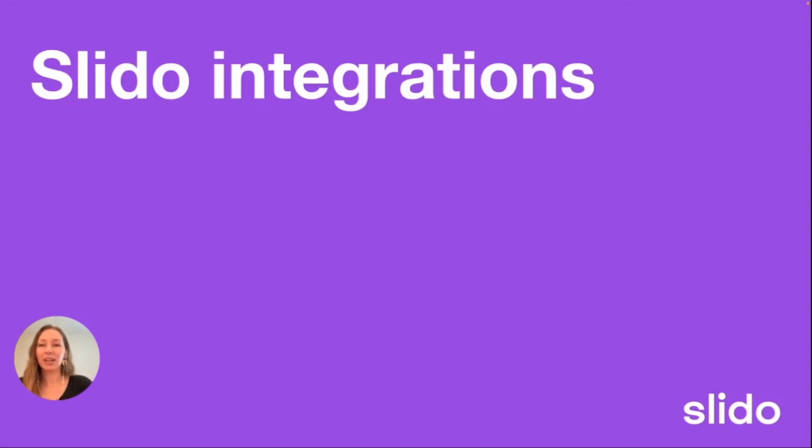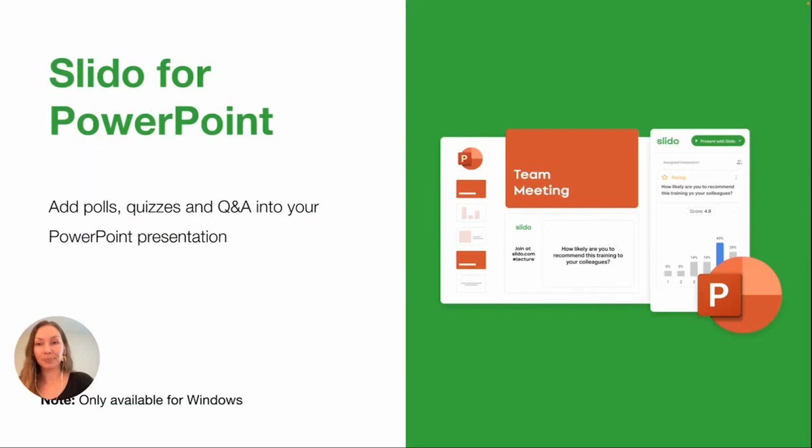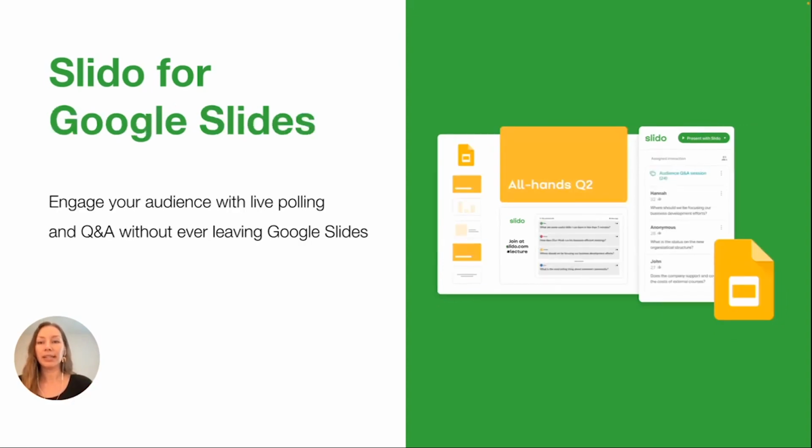So let's take a look at our Slido integrations. So first up is our PowerPoint integration. With the PowerPoint integration, you can add polls, quizzes, and Q&A directly into your presentation without having to switch between applications. Simply download and install the integration from our website, and Slido will appear in your PowerPoint menu. Once you've added your Slido polls, your Q&A, and your quizzes, all you need to do is present, and your polls will activate automatically once you get to them in your presentation. So it's a really seamless way to present with Slido. We love it.